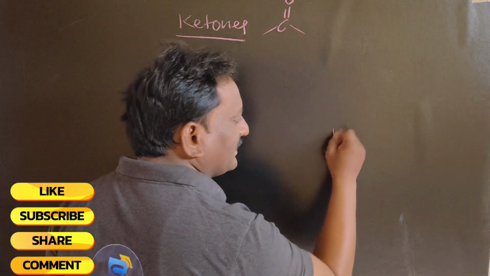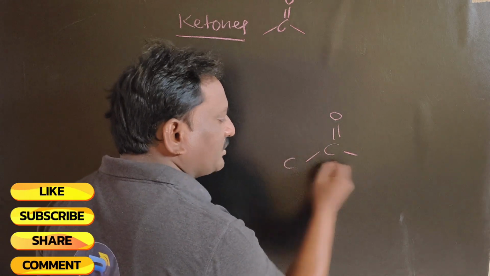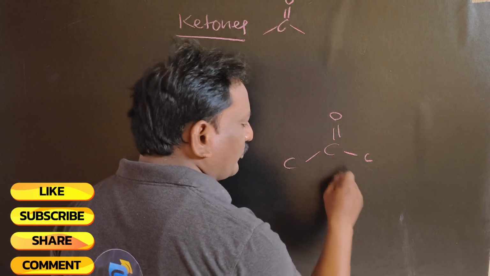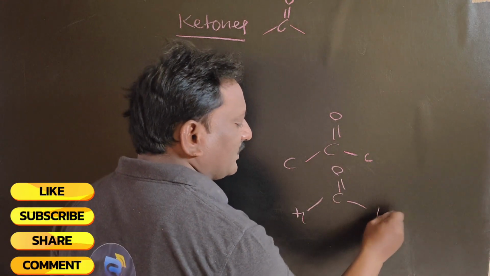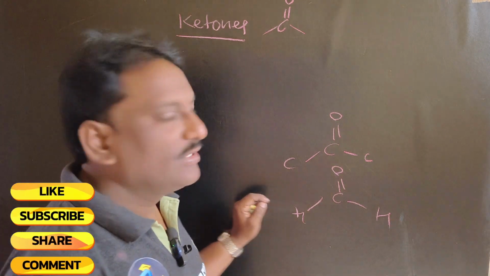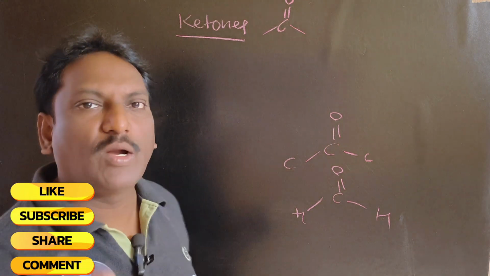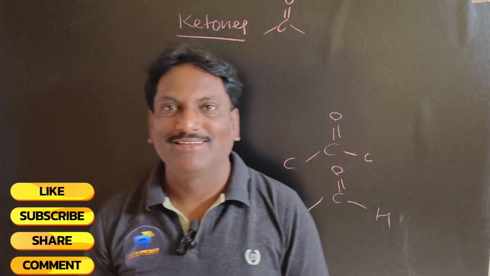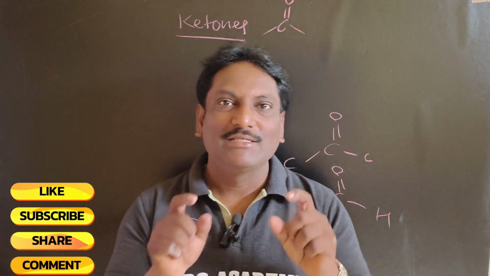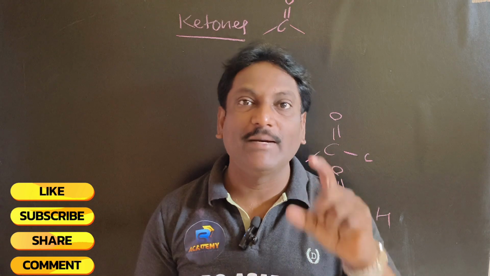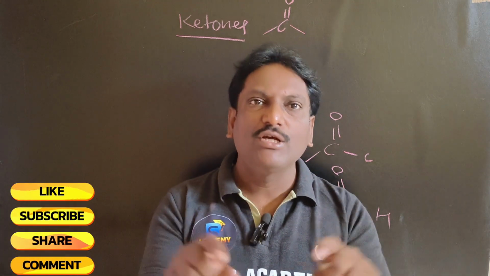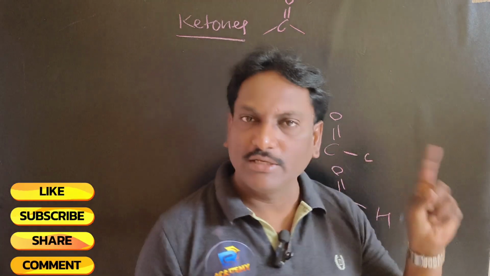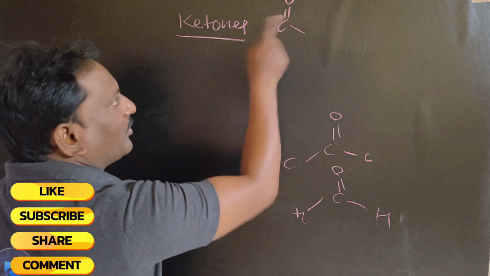So listen to me. The C double bond O group must be present between any two carbon atoms. Only these are considered as ketones. If the C double bond O group is present between hydrogen atoms, it is not considered as a ketone. So ketone means the C double bond O group must be present between two carbon atoms. Is it clear to you, my dears? Only then is that organic compound considered as a ketone.